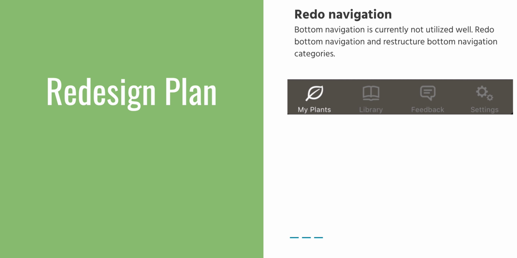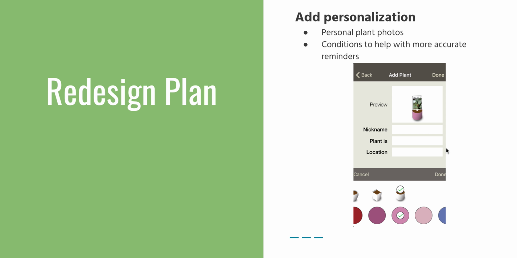I'd also redo the navigation. I think that the feedback could be looped into other pages. The settings could perhaps be somewhere else. So I think just redoing this navigation to make it streamlined is part of the redesign plan as well. Next is personalization, so adding more personalization features than what is currently shown, adding condition to help with more calibrating more accurate reminders, then also the option to add a personalized plant photo.